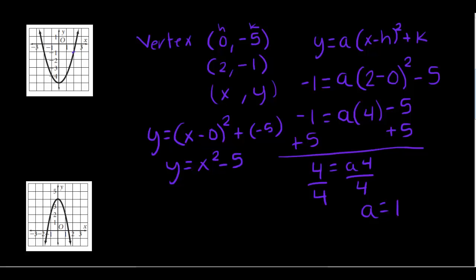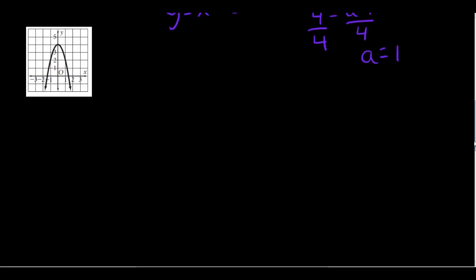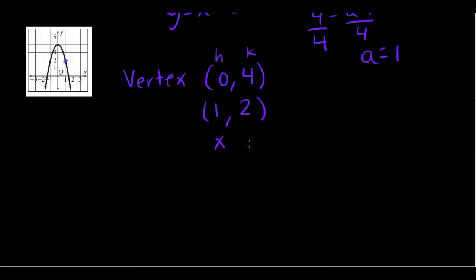Now let's try another example. The vertex here is located at 0, 4. So 0 is going to be h, 4 is going to be k. And I'm going to select any point. I guess I'll just use this one. I'm going to use 1, 2. So x is going to be 1, y is going to be 2.